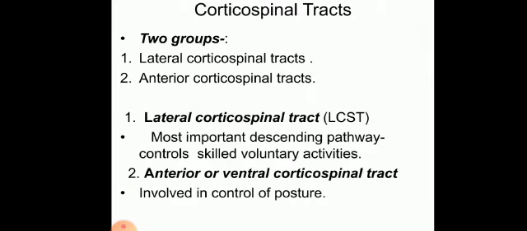Now, the corticospinal tracts are basically divided into two groups: the lateral corticospinal tract and the anterior corticospinal tract. The lateral corticospinal tract, which is the most important descending pathway, controls the skilled voluntary activities of a human being. The anterior or ventral corticospinal tract is involved in the control of posture.